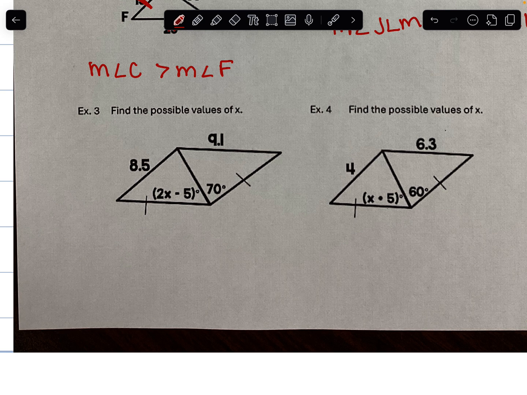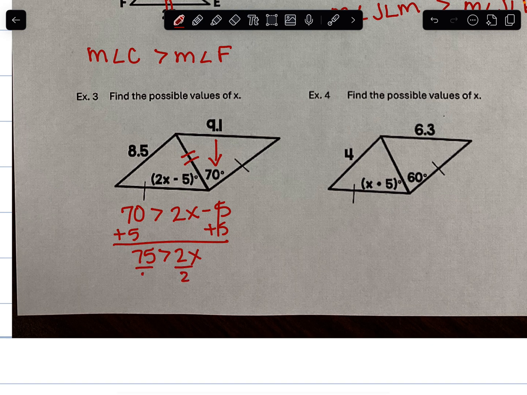Okay? What thing do we always label first that's not given to us? Middle or shared side. Okay? Bigger side length here is what? 9.1. So I'm starting with angle measure of 70. Has to be greater than 2x minus 5. Okay? All right, Caden, what's my first step to solve? Add 5. So I get 75 is greater than 2x. What's my last step? Divide by 2.